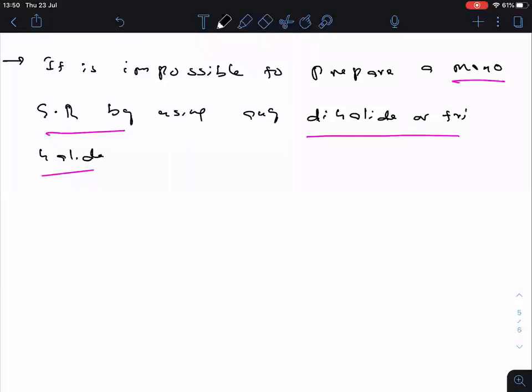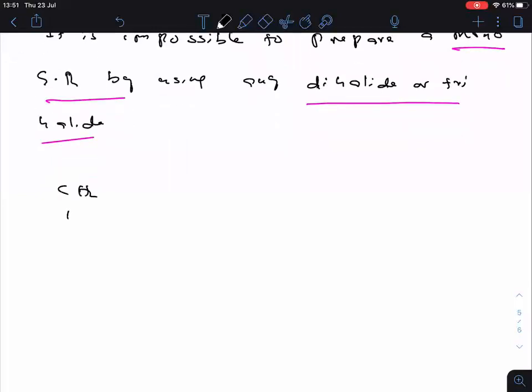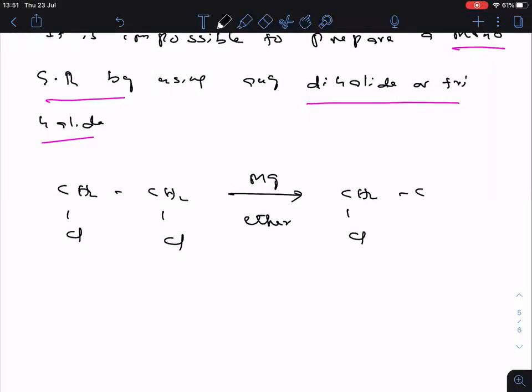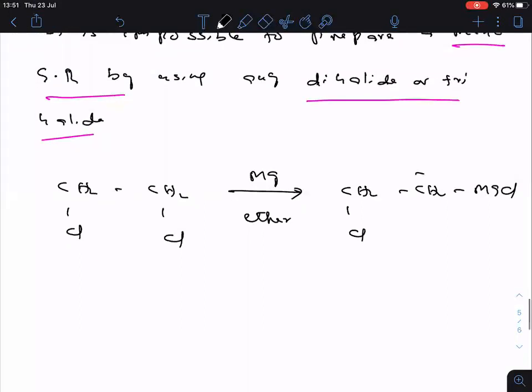Followed? Now, for example, let me take CH2Cl, CH2Cl. This one, when treated with magnesium and ether, what happens here? One CH2Cl, and one more CH2 is there. It will combine with MgCl, then this carbon will get the negative charge, because in a Grignard reagent R always carries a negative charge. Don't forget that.